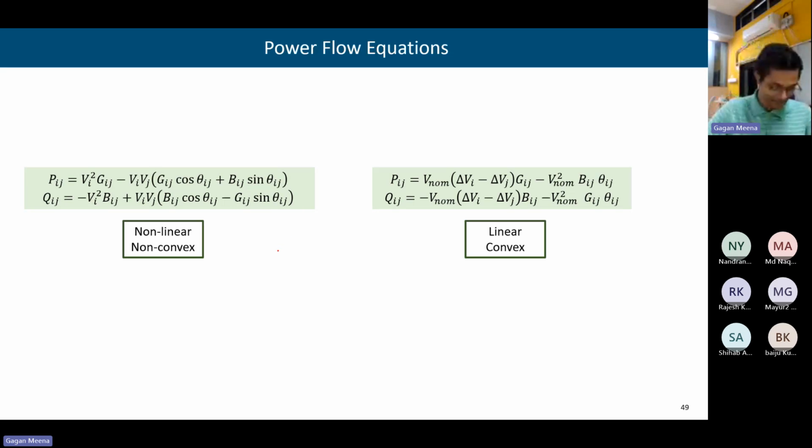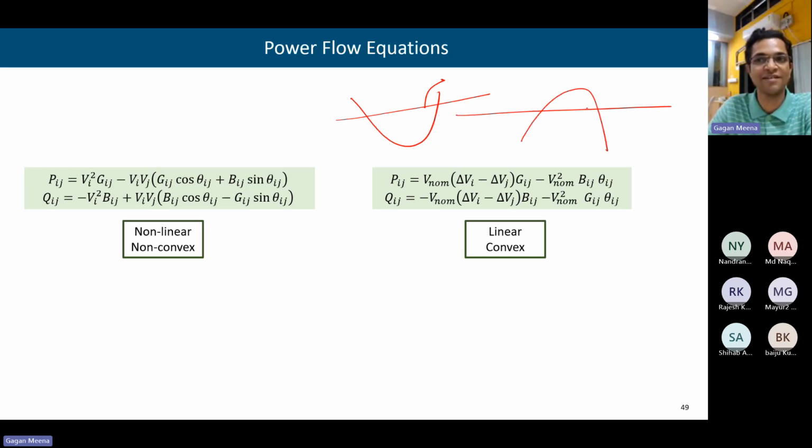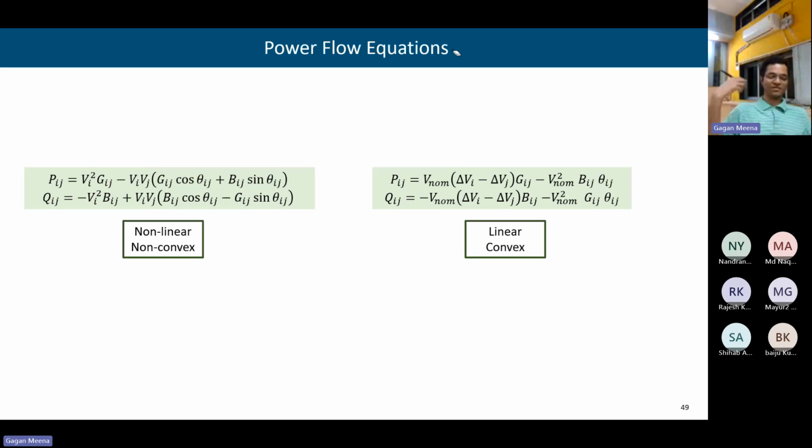Maybe we'll discuss it in the next class, but one simple definition is this: if you have a function, and between any 2 points you draw a line, and if that line is always above that function, then it's convex. If the function value is more than the line, the function is above, then it's not convex, it is concave. We'll see it when we discuss optimization problems.